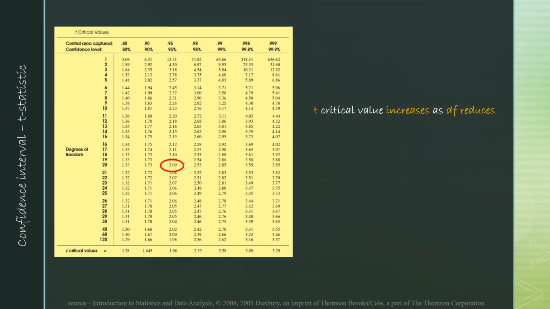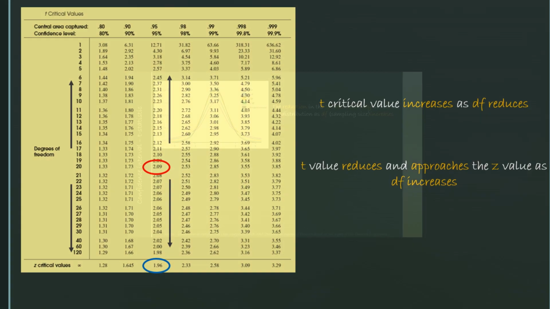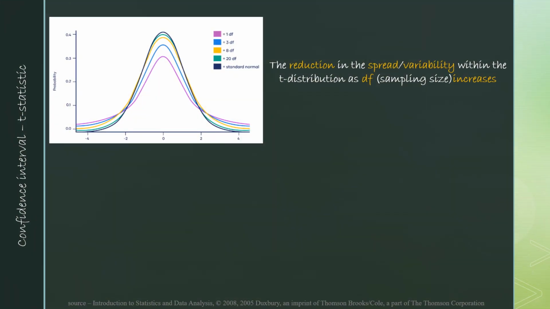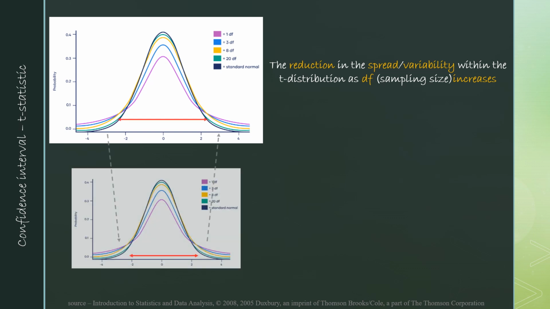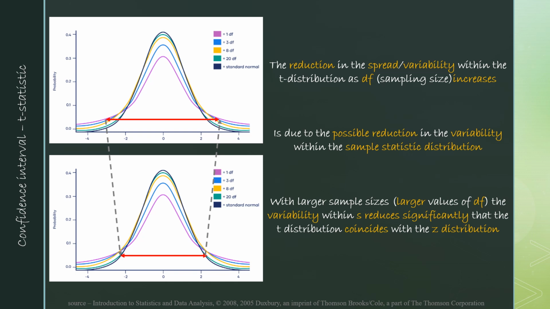T critical value increases as df reduces, and T value reduces and approaches Z value as df increases. The reduction in the spread or variability within the T distribution as df increases is due to the possible reduction in the variability within the sample statistic distribution. With large sample sizes, that is larger values of df, the variability within s reduces significantly, so that the T distribution coincides with the Z distribution eventually.